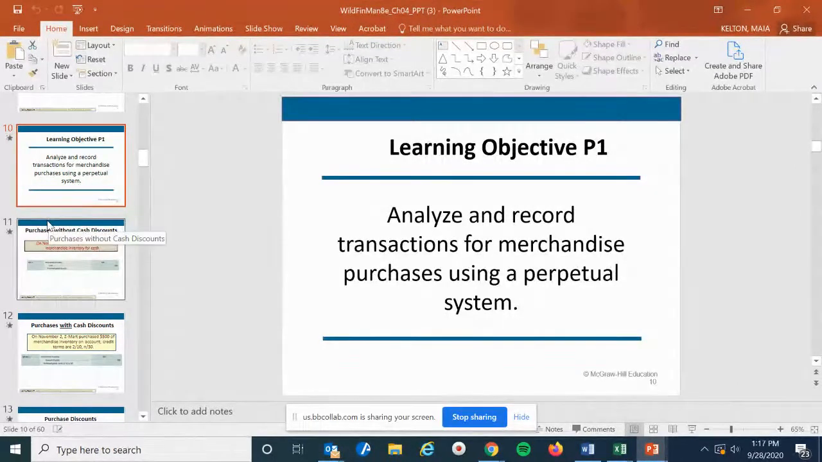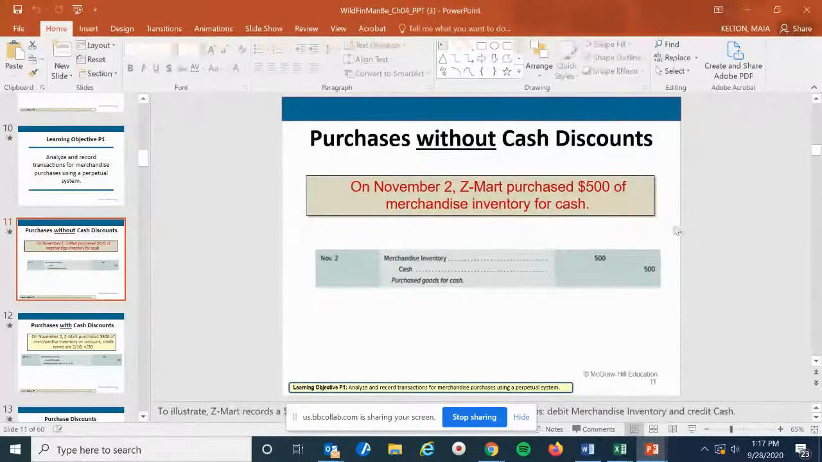So today we'll just go over the theoretical part of chapter 4, just so you can get used to the terminology. So let's see what happens from an accounting perspective when a company purchases inventory for cash. So Z-Mart buys $500 worth of merchandise inventory. They pay cash. This is a pretty simple transaction that every single one of us can do. We will have to debit inventory by $500 and credit cash.